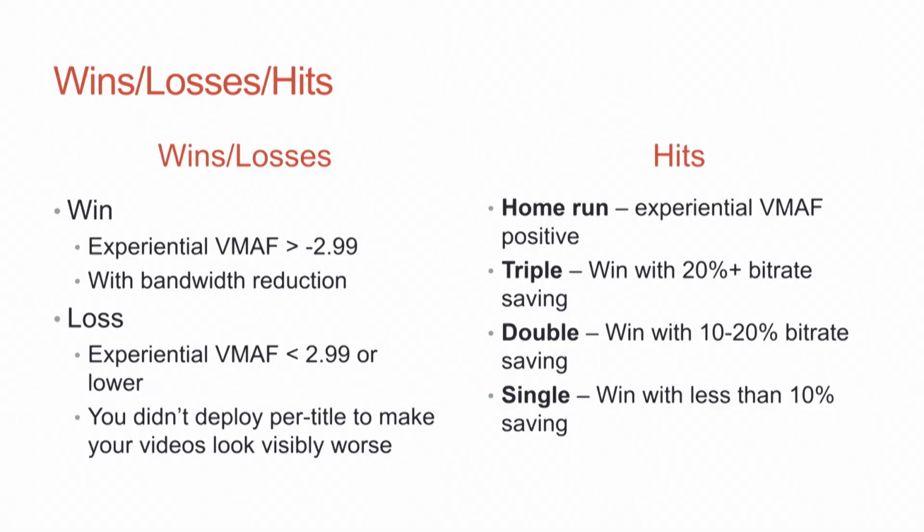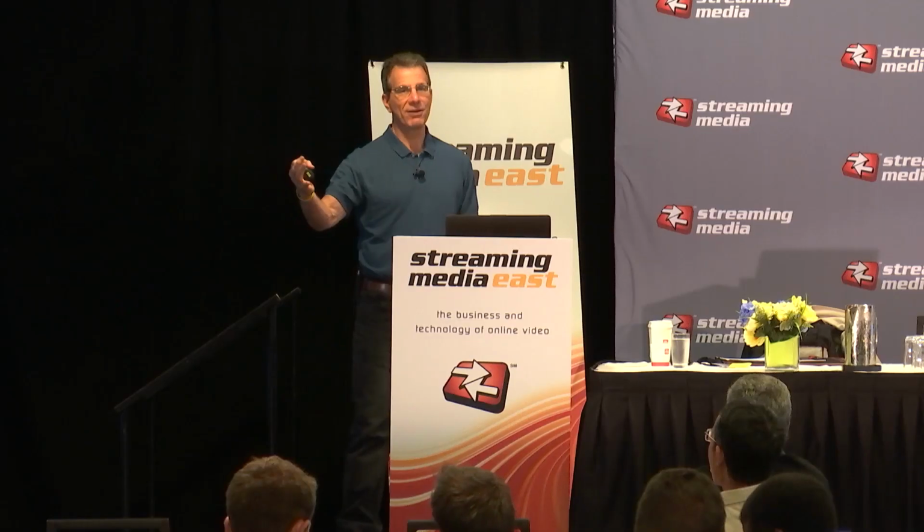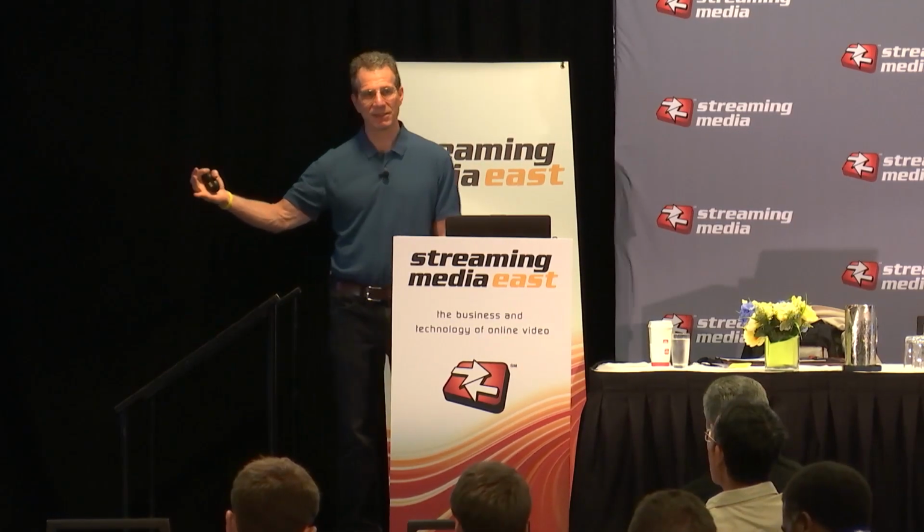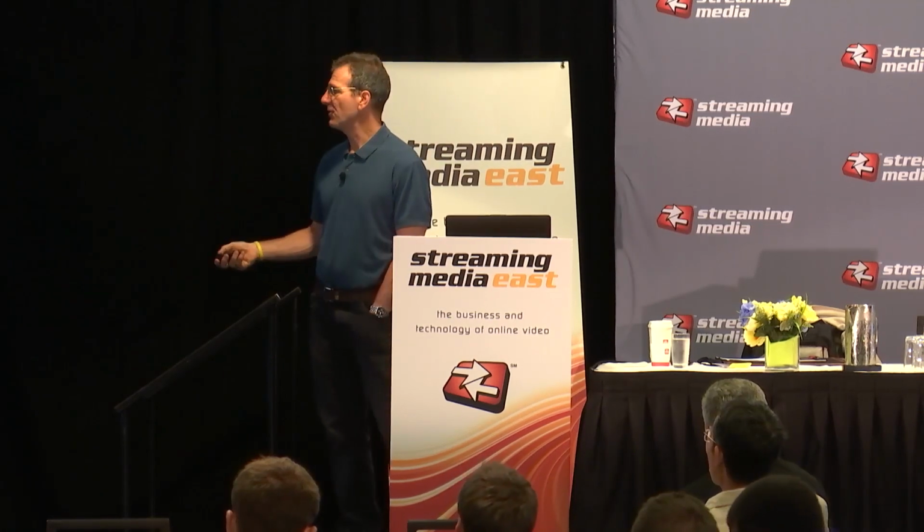And then I came up with the concept of wins and losses. So a win was any time the experiential VMAF score was greater than essentially -3. So if the average VMAF score was -2.99 or higher, and there was some bandwidth reduction, then I considered that a win. Okay? Because we reduced the bandwidth and we didn't change the quality of the experience. No noticeable difference for the viewer.